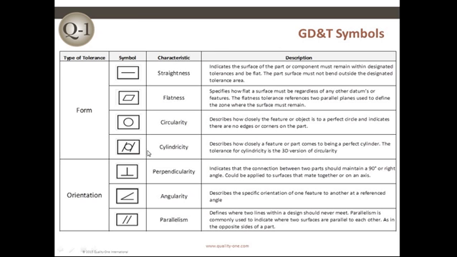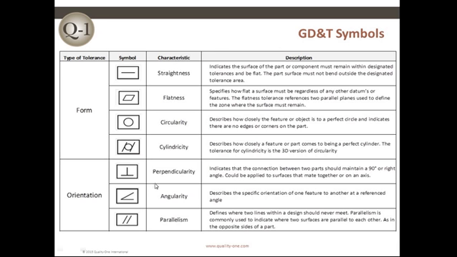Next one is cylindricity. When you want to show cylindricity on your drawing, that time you are going to use this symbol. This symbol describes how closely a feature or part comes to being a perfect cylinder. The tolerance for cylindricity is the 3D version of circularity.